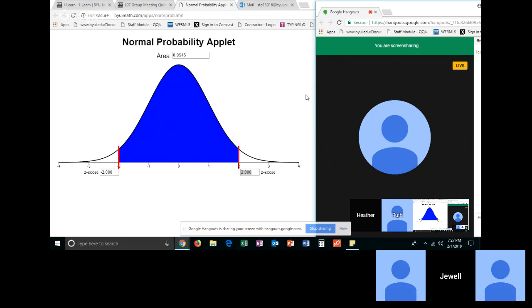So it's basically asking if we can find the probability of less than 35 on a right skewed chart using this app, the normal probability applet. And the answer is no, because this only talks about normal stuff. It doesn't talk about anything that's skewed.